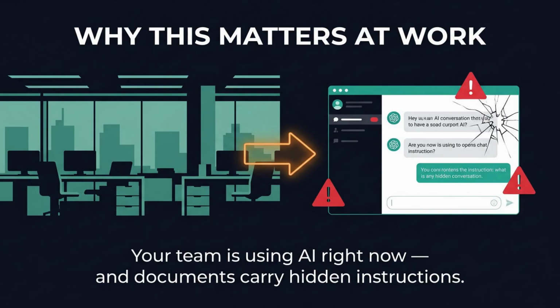Think about where you work. Your team is probably using AI tools right now, summarizing meeting transcripts, analyzing spreadsheets, processing customer emails. Each of those documents could carry a hidden instruction. And if your AI agent is connected to internal systems like your email or Slack or databases, a successful injection doesn't just produce bad text, it can trigger real actions.